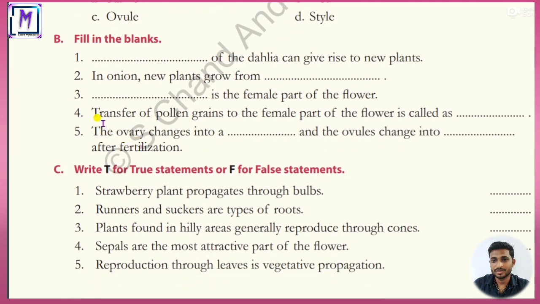Next one, number 4: transfer of pollen grains to the female part of the flower is called blank. This is the process in which pollen grains are transferred from stamen to the pistil. That is called pollination. So we have to put pollination here.